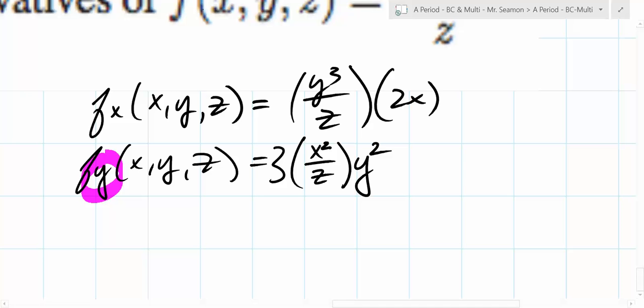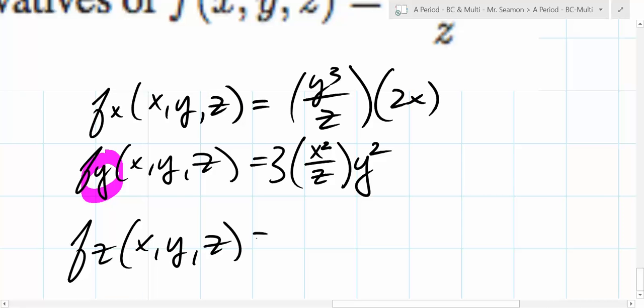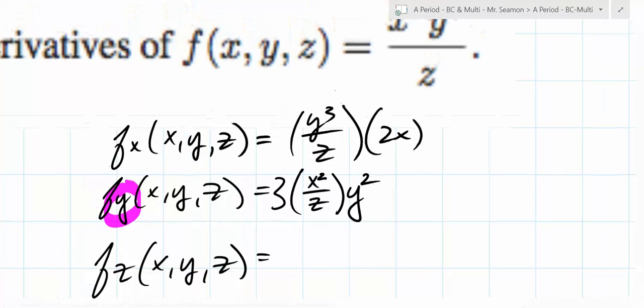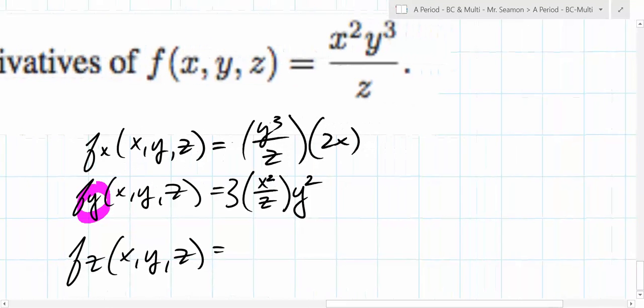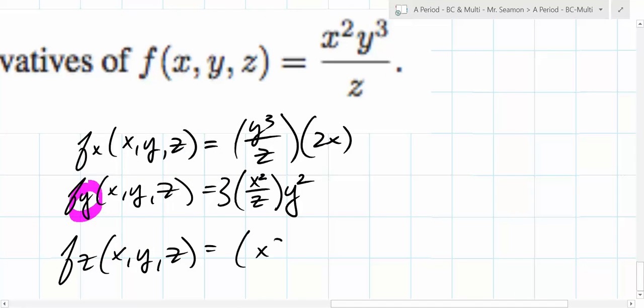So what's the third one we could do? fz of x, y, z. On this one, the only thing you're keeping constant is what? Z. The only thing you're keeping constant is z. So that's going to be x squared y cubed times the derivative of z to the negative 1, which is what? No, it's negative z to the negative 2. That's what it would be.